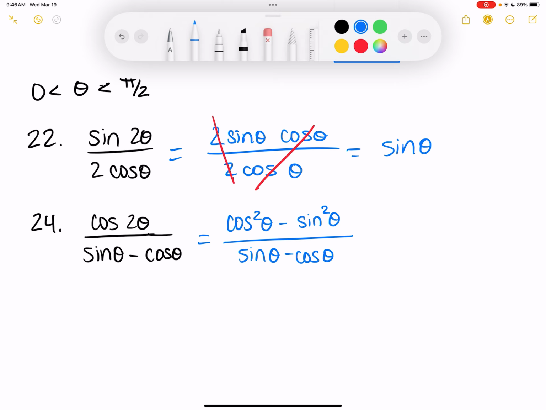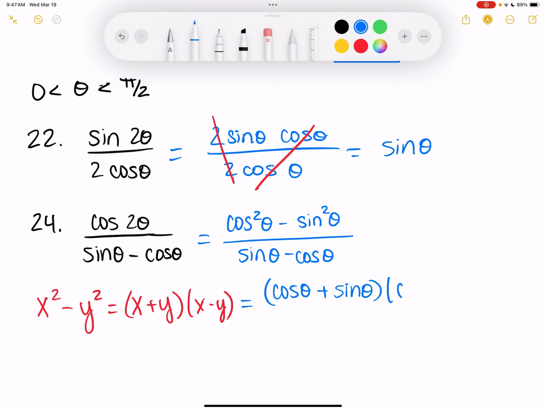Okay. So I need to see if I can factor the top. You may not recognize it with this, but if you were given x squared minus y squared, what would you tell me that would factor into? It's a special type. No. X plus y, x minus y. It's okay, Mason. I would have said the same. X plus y times x minus y. So we're going to basically do the same thing here, but x is going to be cosine, y is going to be sine. So this is going to be cosine theta plus sine theta, and then cosine theta minus sine theta over sine theta minus cosine theta.